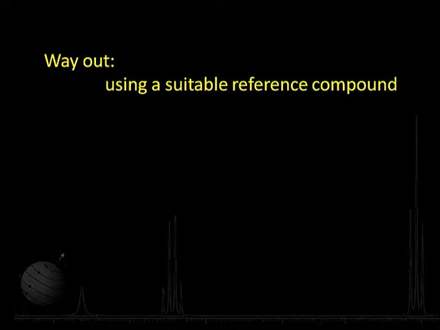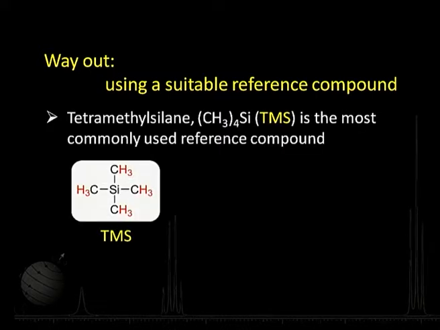The way out here is that we use some kind of a suitable reference compound. Let us see what the reference compound is. Typically, most often than not, we use TMS, that is tetramethylsilane, as a reference compound. That is the most commonly used reference compound there. That is the structure of this one. That means there are 4 methyl groups attached to a silicon atom there. We will talk about why so.